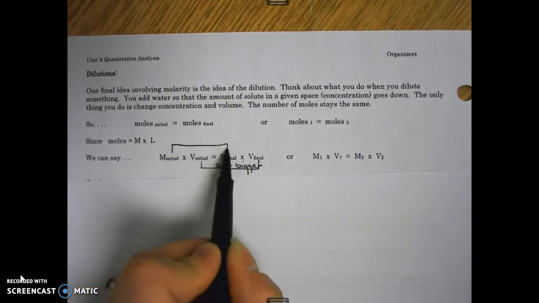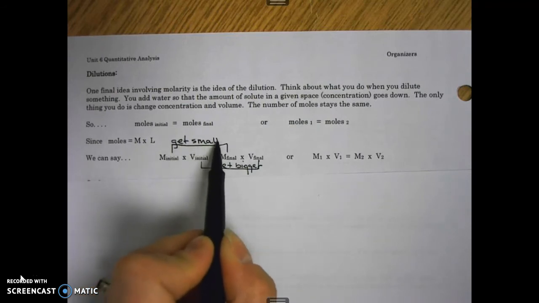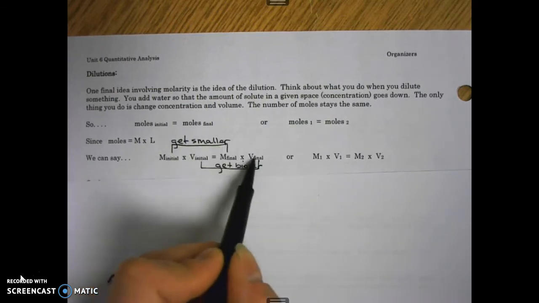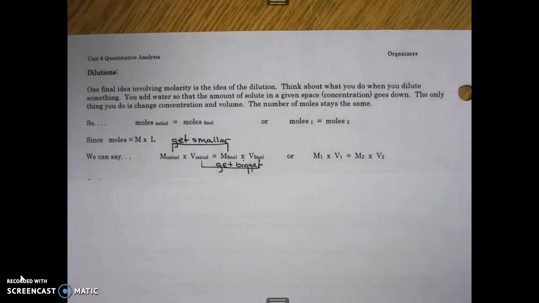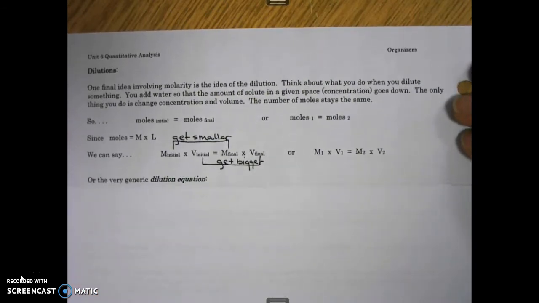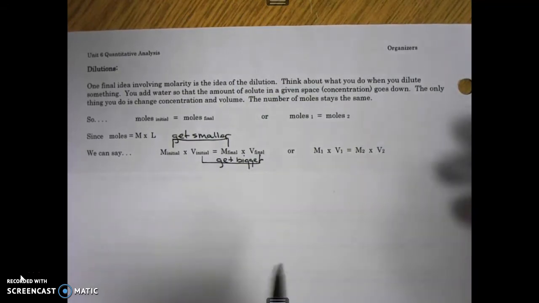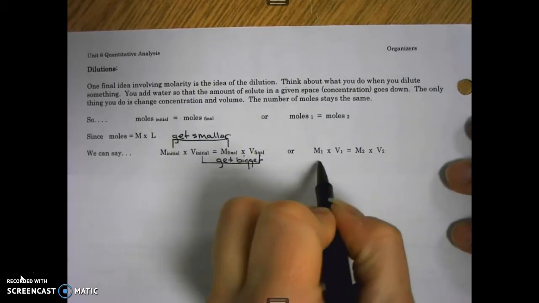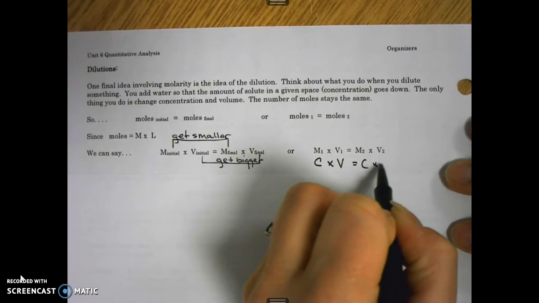What's happening to my molarity? My molarity is getting smaller, but they've got to multiply out to give me the same actual value. So this relationship can be described as M1V1 equals M2V2, or if we think about it generically, concentration times volume is equal to concentration times volume.